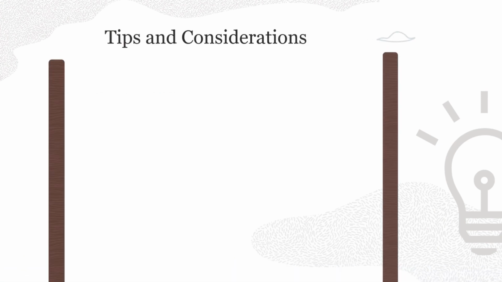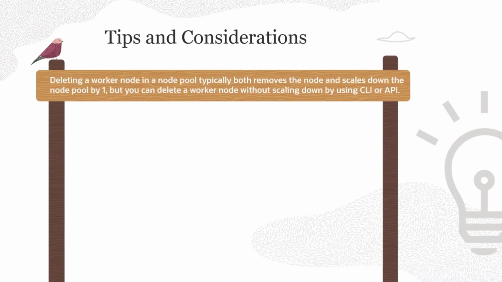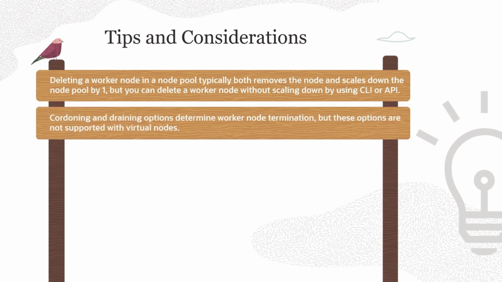As we dive into the intricacies of managing worker nodes, let's explore key tips and considerations to ensure a smooth process. When deleting a worker node, it typically removes the node and scales down the node pool by one. However, you can delete a worker node without scaling down using the CLI or API. The termination of worker nodes is determined by cordon and drain options. Note that these options are not supported with virtual nodes.